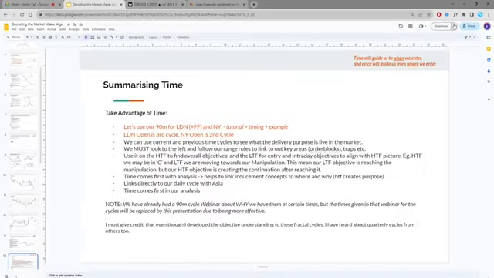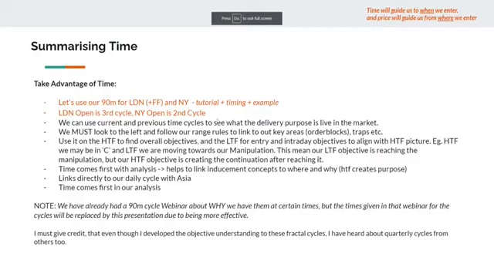Okay, so back to this, you know how to get your cycles now. Awesome. So London Open is the third cycle, New York Open is the second cycle. Just keep that in mind, right? You'll obviously see it in the chart, but it's just something to keep in mind. We can use current and previous time cycles to see what the delivery purpose is live in the market. That's just saying that we've got to look to the left. We've got to look at what the last cycle was, because everything's creating a story to find its objective. That's what we've got to find out.